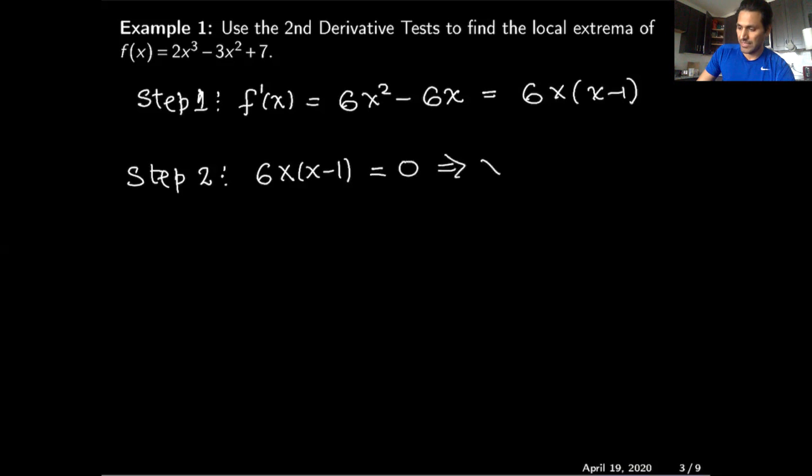This gives me x is equal to 0 and 1. These are my critical values.